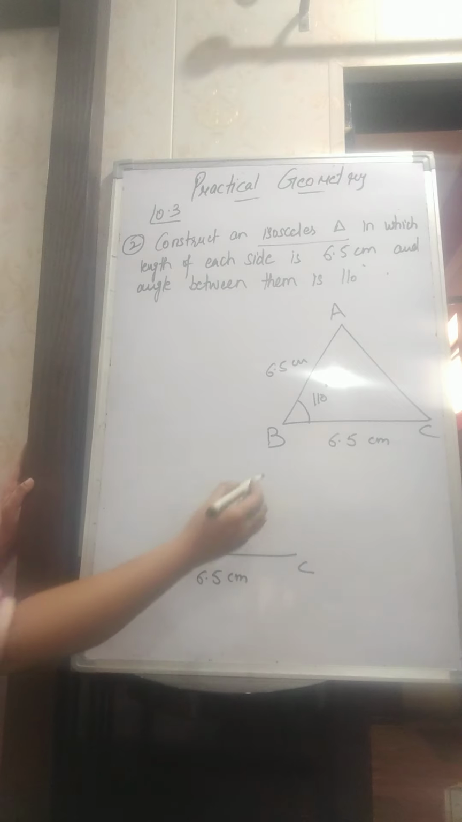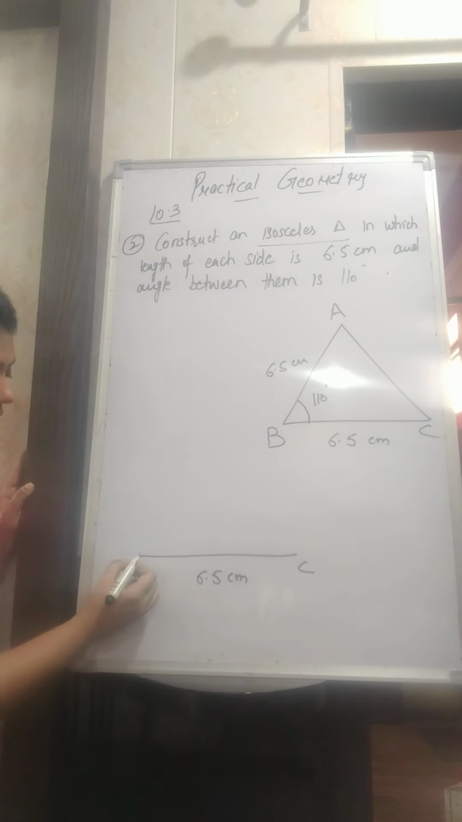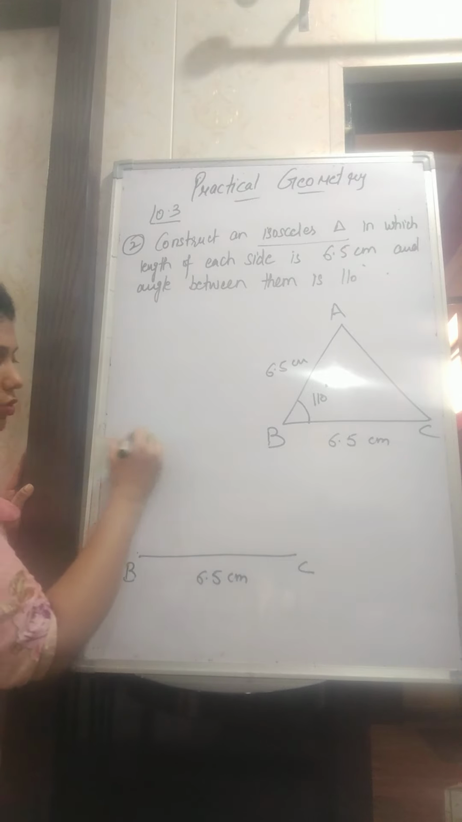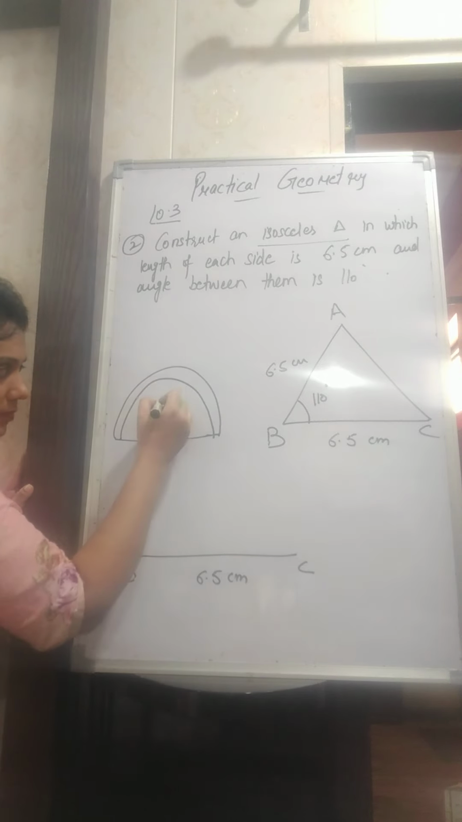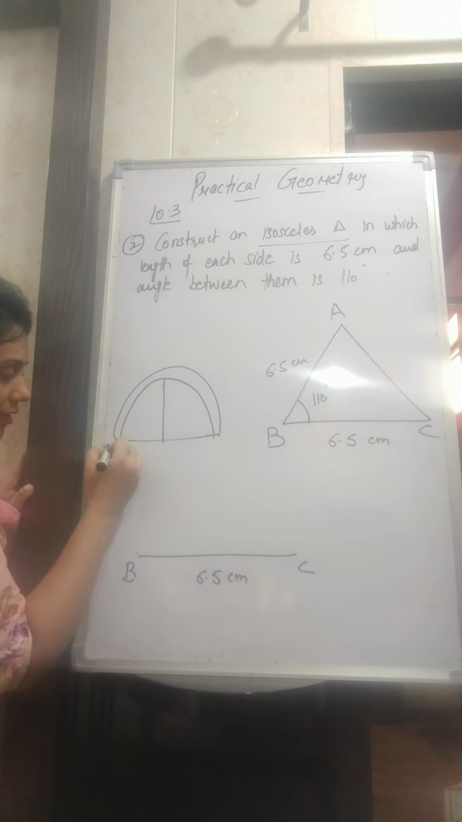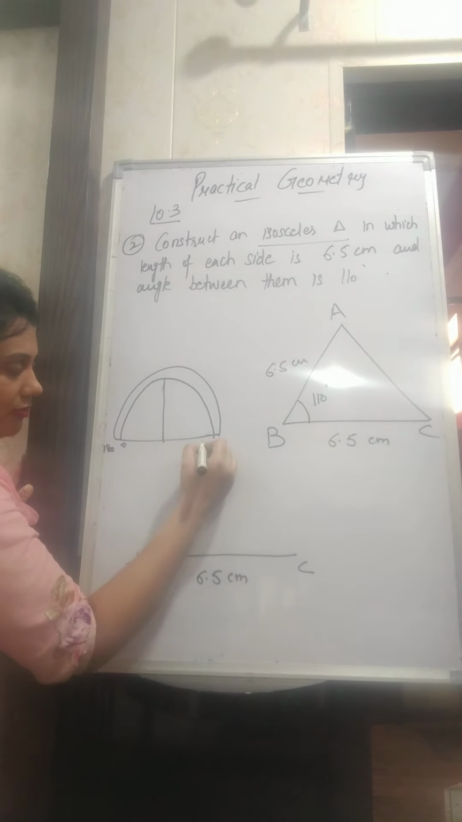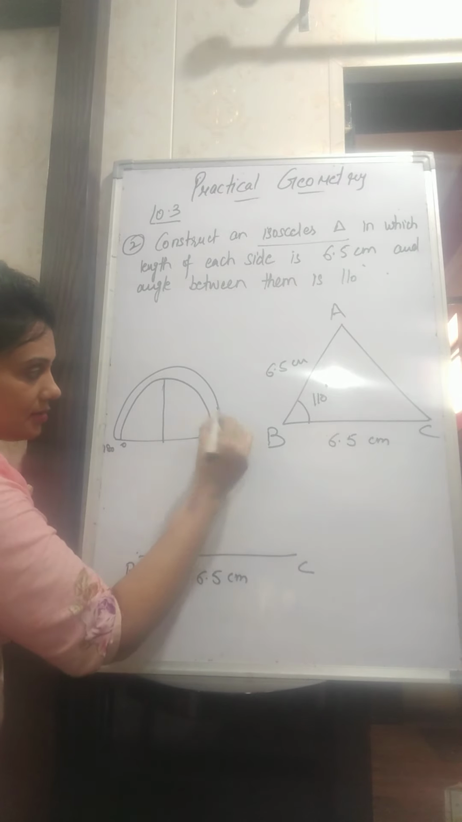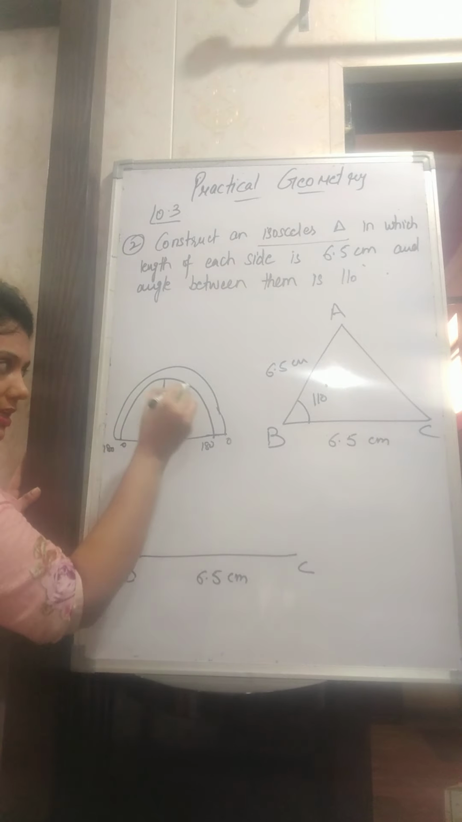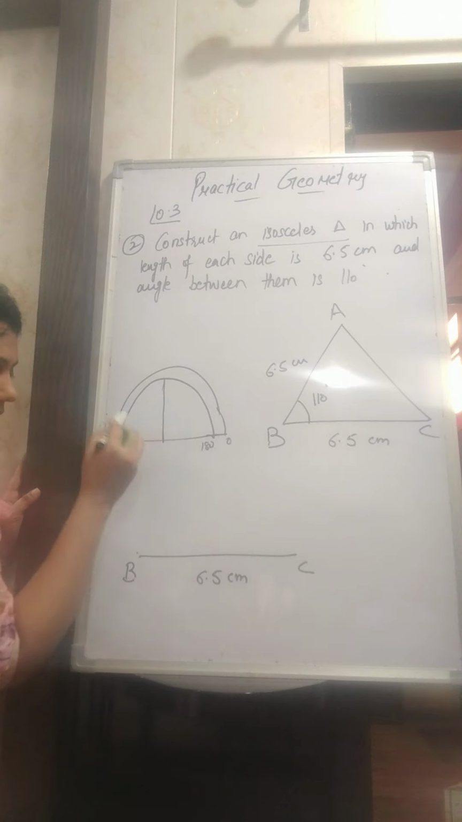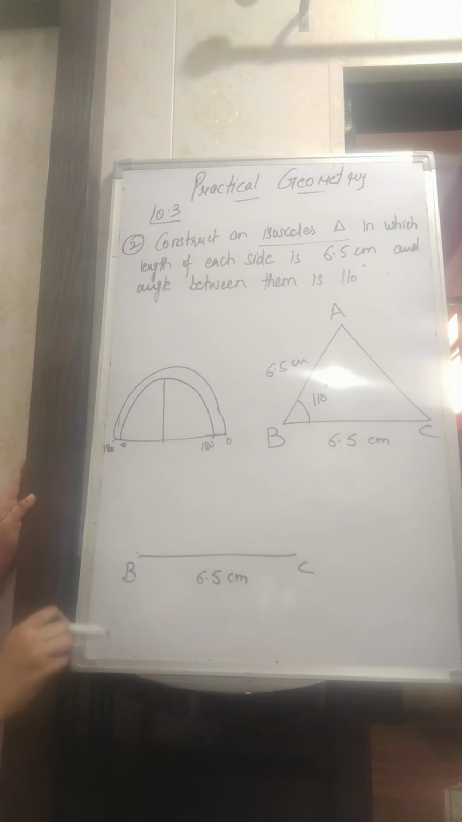So now, where do you have to make 110 degree? At point B. You will keep your protractor here. Now, you know, you have your protractor like this. This is the center, 0, 180, and then you have 180 and 0, right? If 0 is from this side, then the inner angle here will come 180, and if 0 is outside, then the outside angle here will come 180. So now you all know how to use the protractor.